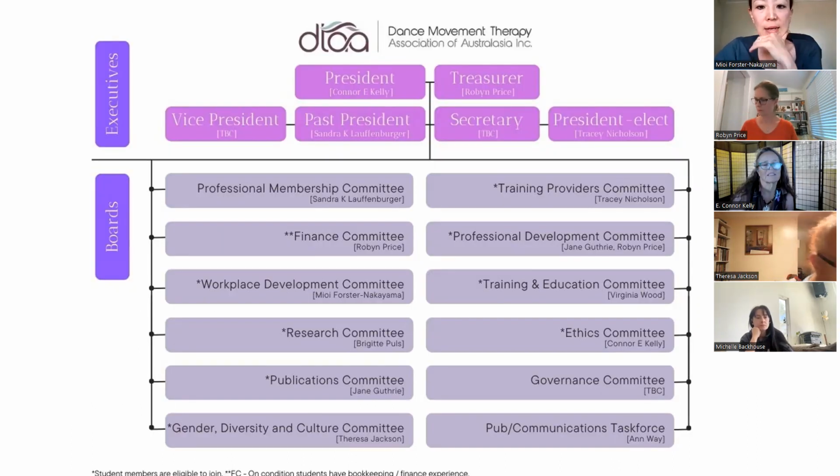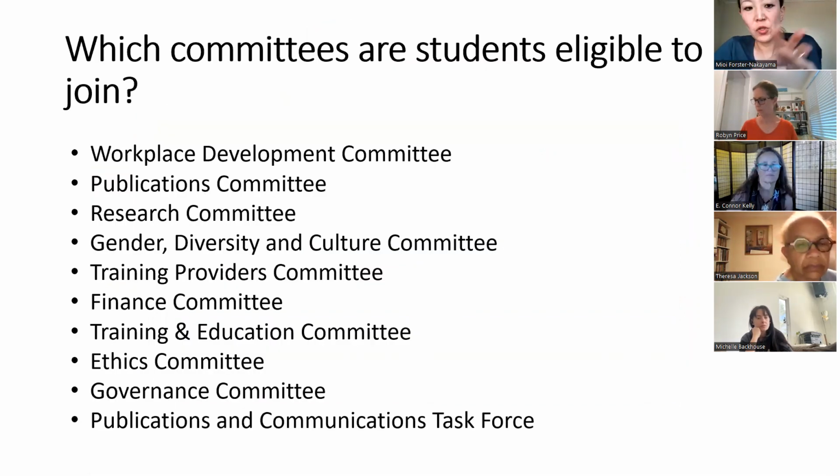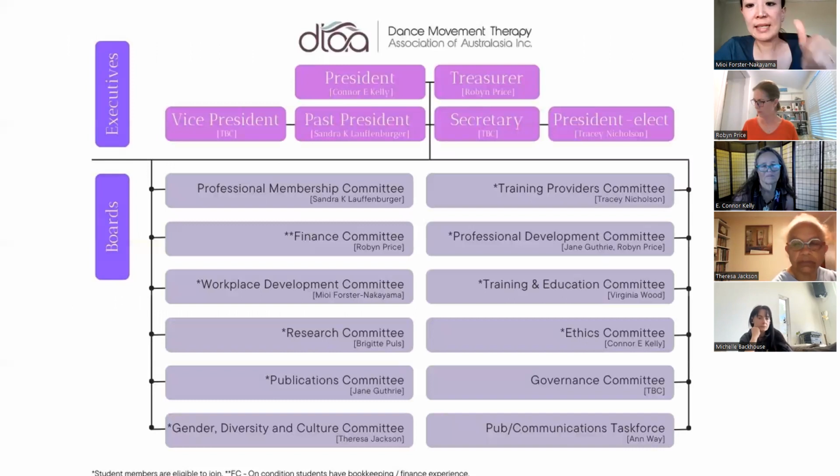As you see, as a student, you can be part of all the committees that are now on the screen, 10 committees. Only you cannot be part of the executive and the professional membership committee. And I think that's it. Is that correct?